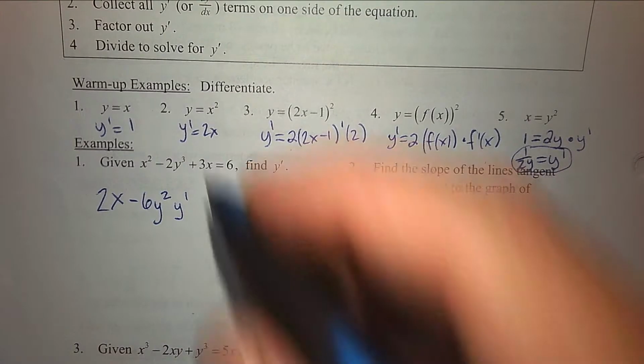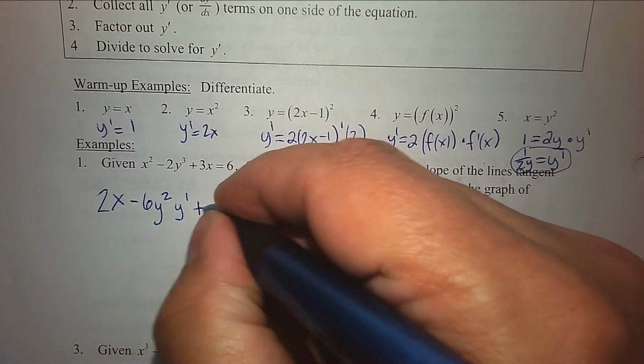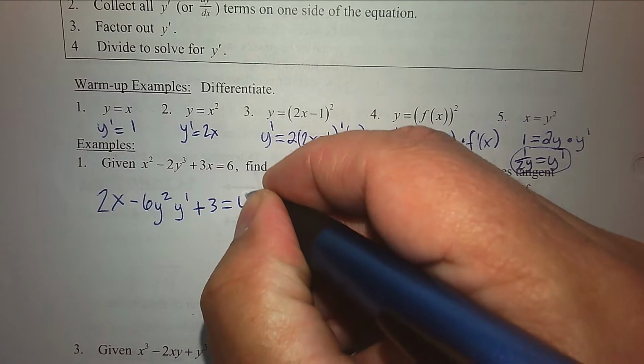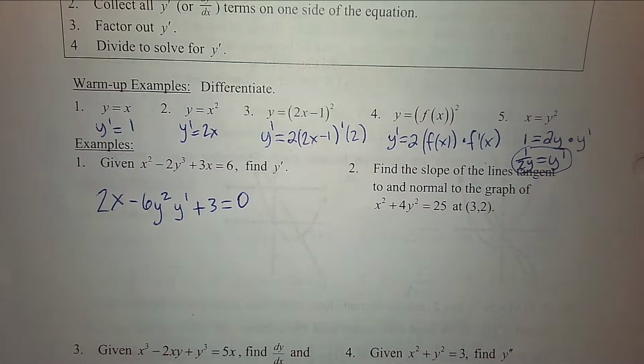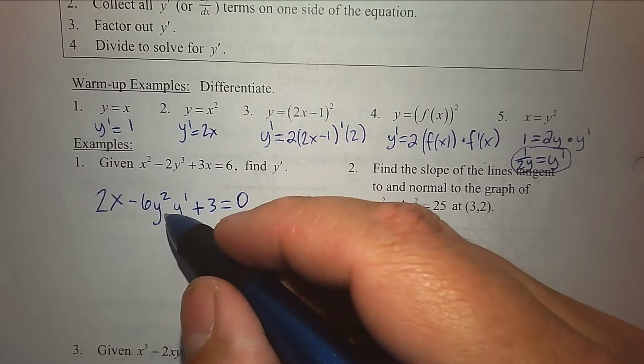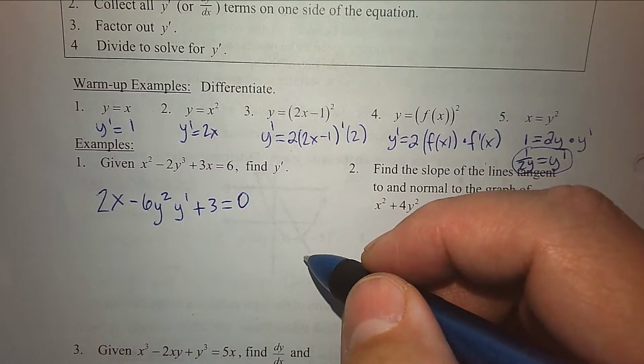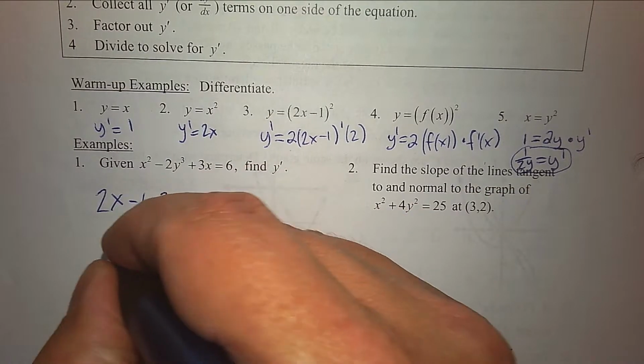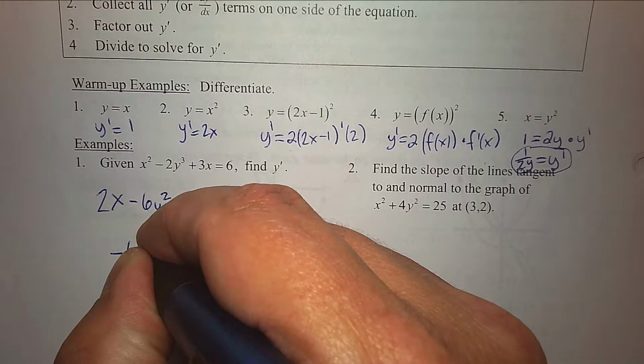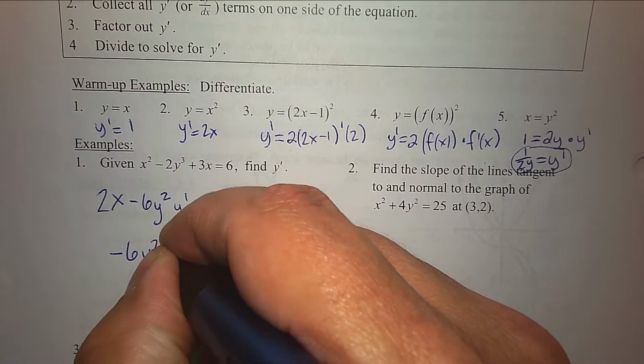Keep going. What's the derivative of 3x? Just 3. And the derivative of 6 is 0. So you only have to be careful with y. And the hook you connect with y is y prime. That's it. So now, any term that doesn't have a y prime in it needs to go on the other side of the equation. So the term with y prime in it is negative 6y squared y prime.